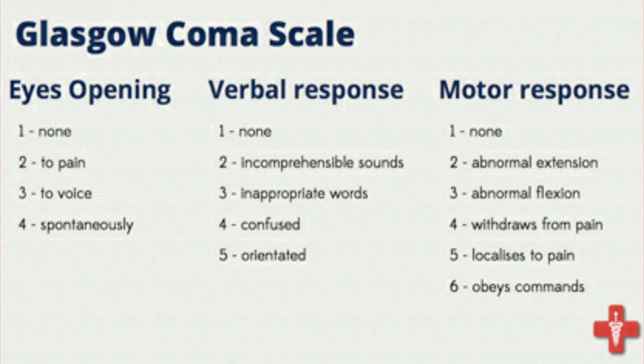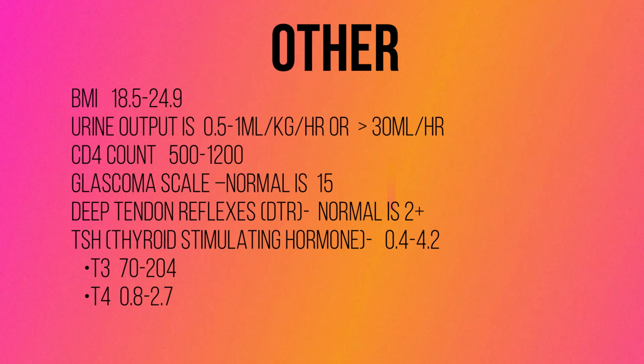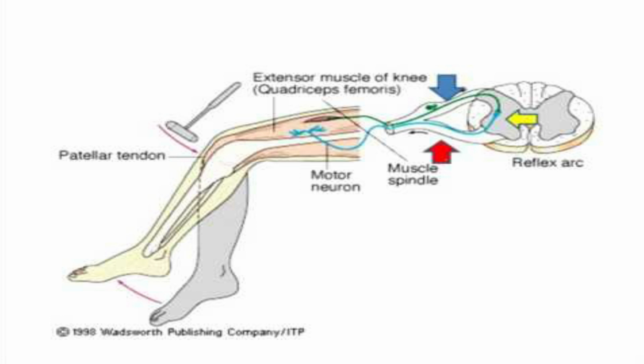So if someone has severe brain injury, then it would be 3 to 8. Moderate brain injury, 9 to 12. And mild, 13 to 15. Next we go on to deep tendon reflexes. This is a neuro exam that is used to assess after a brain lesion or injury. So you want to assess the motor functions, like with the hammer and all that. Normal is 2+. So if they're tapped and they have the normal reflex, then it's 2+.